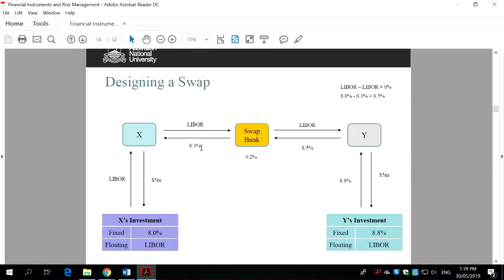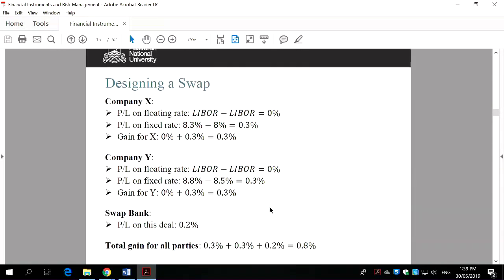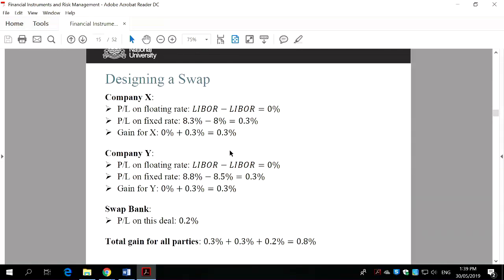So 8.3% is 30 basis points higher than 8%, right? 8% is the highest possible rate that X can get by himself. Now, by entering into the swap, X is better off by 30 basis points. So is Y, because Y retains that 30 basis points from the 8.8% rate of return received from the fixed investment vehicle. So company Y is receiving LIBOR plus 30 basis points, which is 30 basis points higher than the highest possible floating rate Y can ever get by himself. So by entering into this swap, company X and company Y are both better off by 30 basis points.